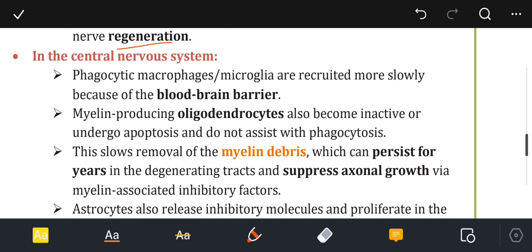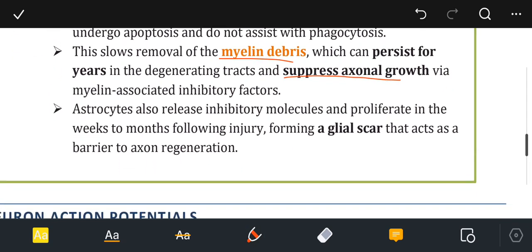In the central nervous system, phagocytic macrophages and microglia are recruited more slowly because of the blood-brain barrier. Myelin-producing oligodendrocytes also become inactive or undergo apoptosis and do not assist with the phagocytosis. This slows the removal of myelin debris, which can persist for years in the degenerating tracts and suppress the axonal growth via myelin-associated inhibitory factors. Astrocytes also release inhibitory molecules and proliferate in the weeks to months following the injury, forming a glial scar that acts as a barrier to the axon regeneration.